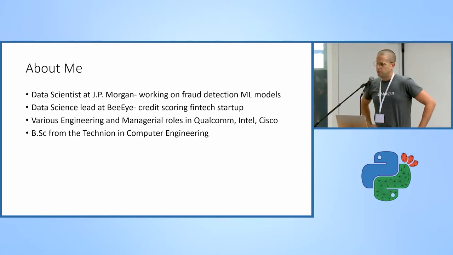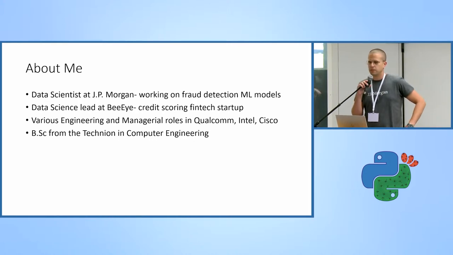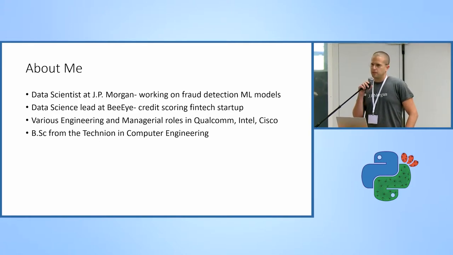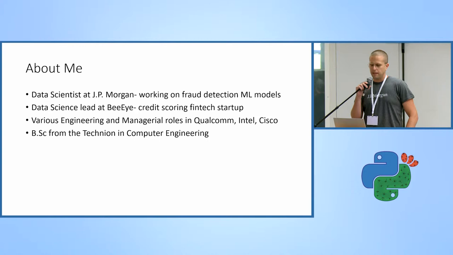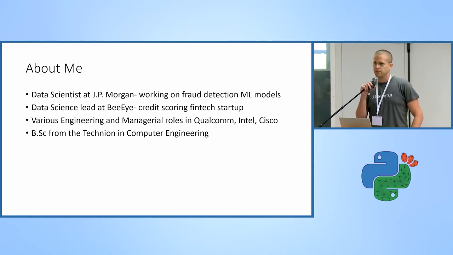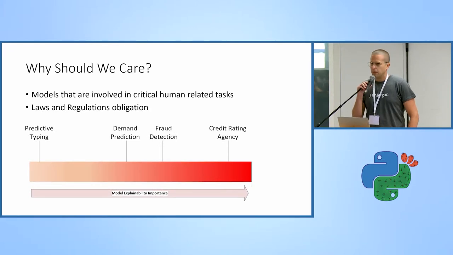So before JP Morgan, I worked for BI, which is a fintech startup. I was a data science lead there, and we did credit scoring using machine learning. Before that, I did various software roles. Some were engineering, some were managerial. I come from a software background, and I've been doing data science and machine learning for the past 5 years. So today we're talking about model explainability.